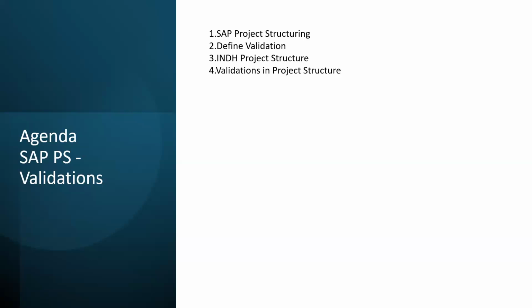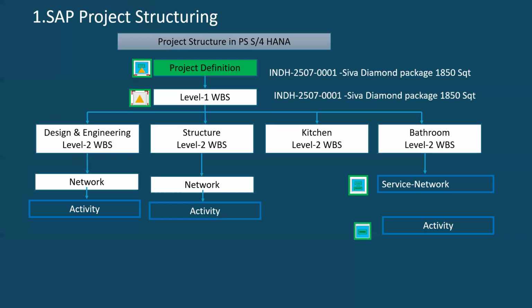So we will be discussing, according to our project structure, what is validation, what is the structure that we created, and what are the different validations that we are going to apply for it. As discussed in the previous session, this is the project definition and the WBS element structure that we created in the system. We have also seen it in the report just now, whatever structure we created.